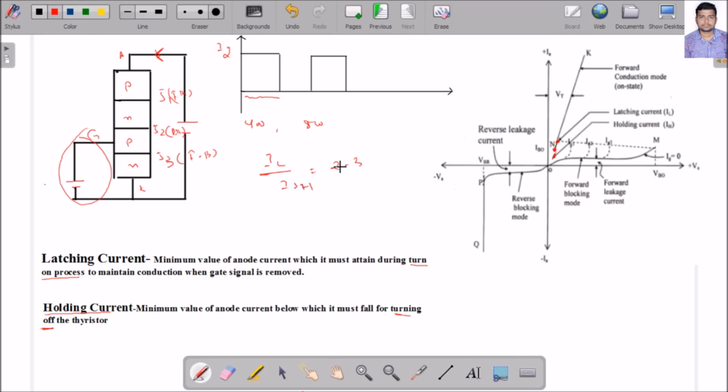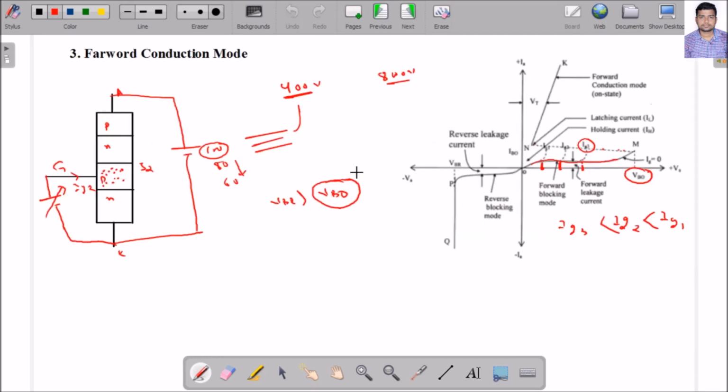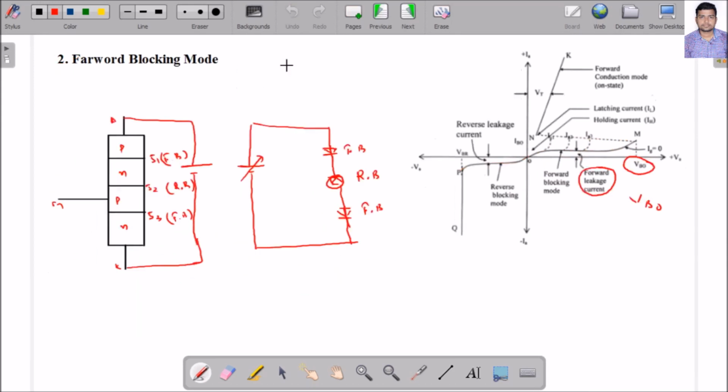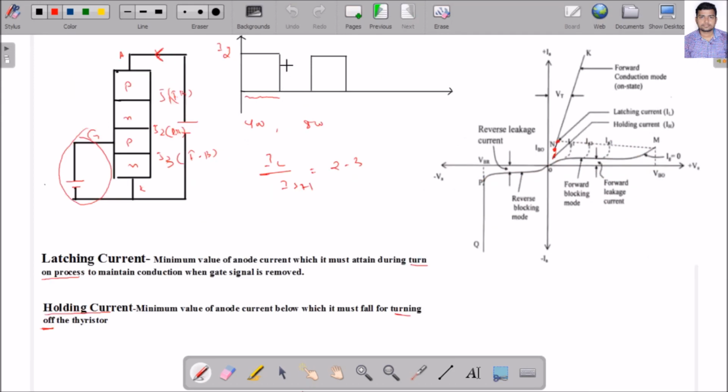So in today's class we have seen what is a thyristor and what is the characteristic of a thyristor. Then we have discussed the different modes: the reverse blocking mode, the forward blocking mode and the forward conduction mode. Then we have discussed what is latching current and what is holding current, and in the next class we will discuss further. Thank you.